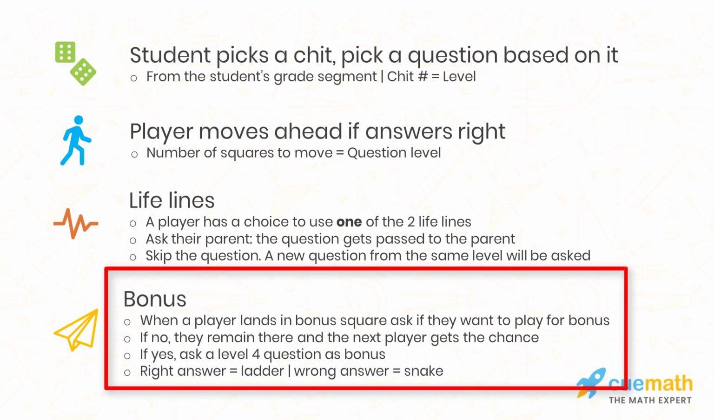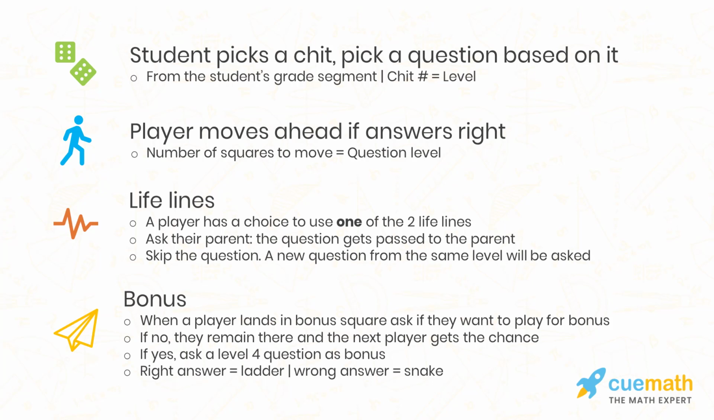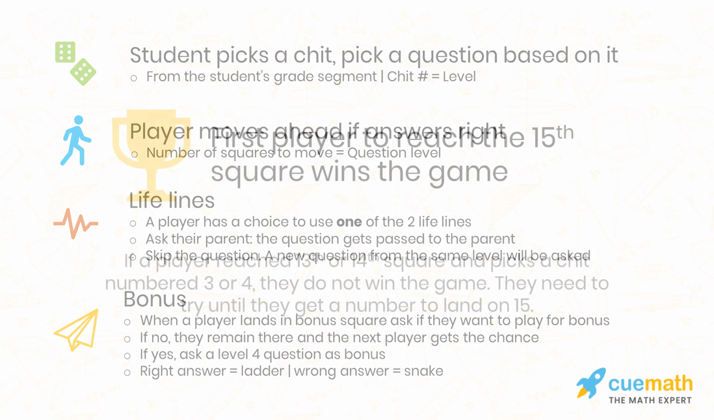In addition, there are certain bonus squares on the game board. When a player lands on a bonus square, ask if they want to play the bonus. If the player responds as no, then he remains on the same position and the next player gets the chance. If he says yes, then ask a level 4 question as bonus question. A correct answer to this bonus question will allow the player to use the ladder on the board, and a wrong answer means he goes down via the snake.